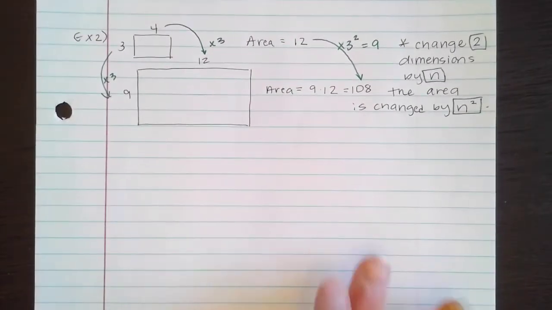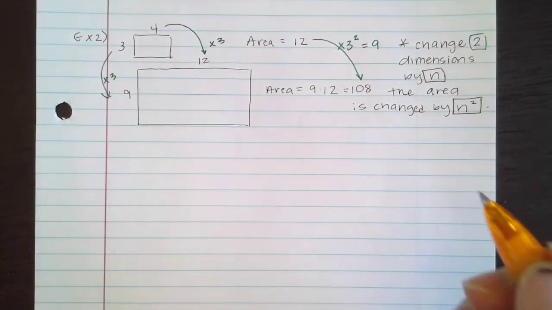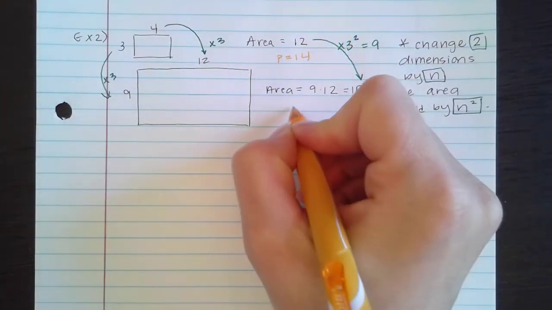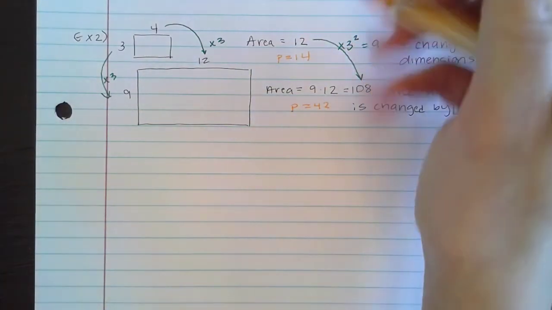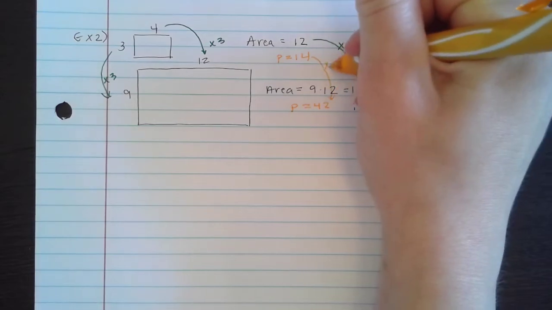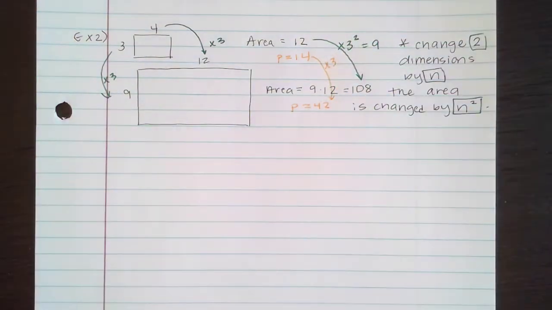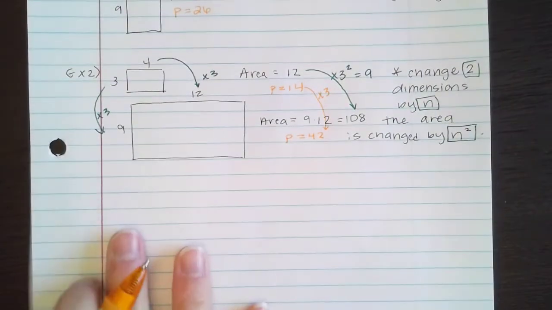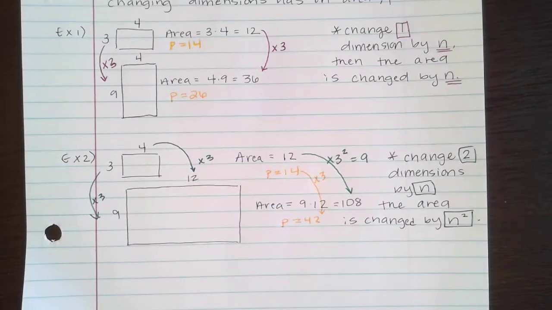If you do change both dimensions, do I have these perimeters handy? Yeah, the perimeter is 14 and the perimeter is 42. Like, they are multiplied by 3. If you change both of the dimensions, then the perimeter changes by n. So that's another little fun fact, but it's not something that we're necessarily going to use. And I said, because technically we're done, or basically done.